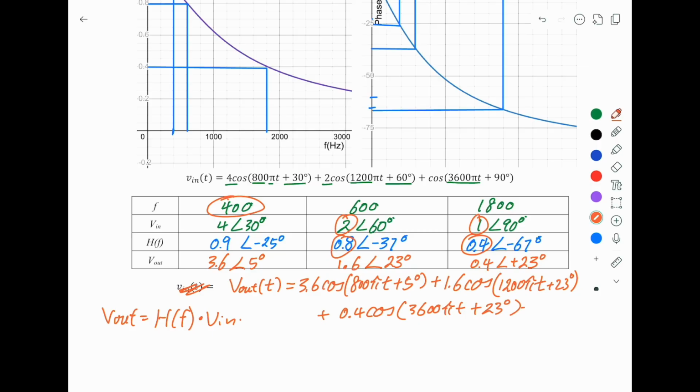And you can see here, it's very clear this is a low pass filter. It's because of especially the amplitude term: the transfer function for the 400 Hz is 0.9, for the 600 Hz is 0.8, 1800 is 0.4. So the higher the frequency, the more it will reduce or attenuate the amplitude.